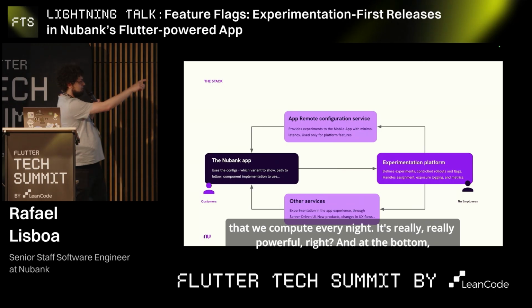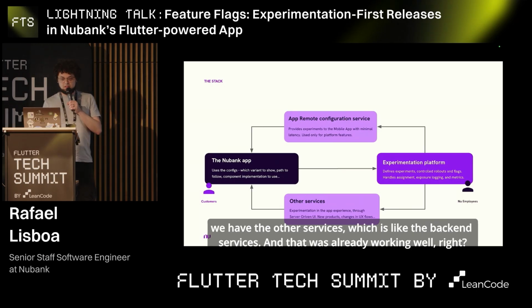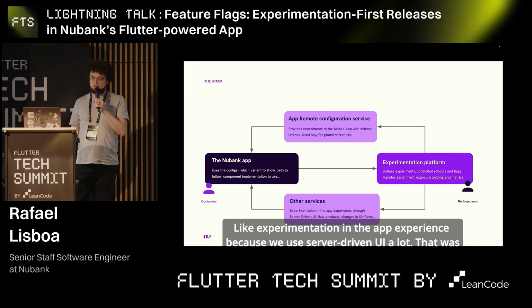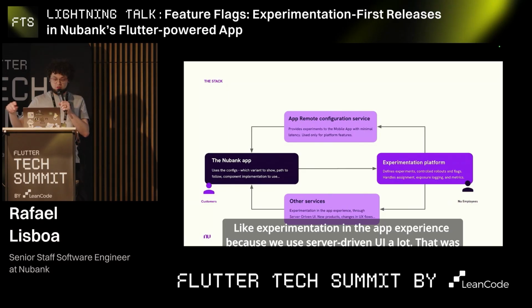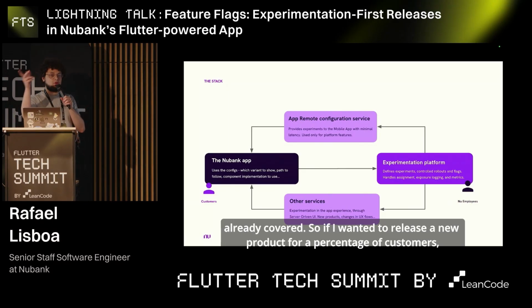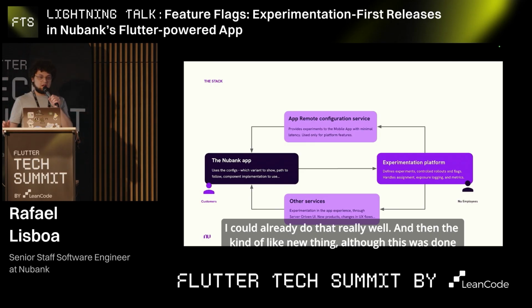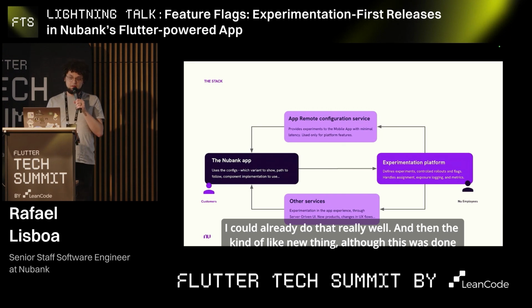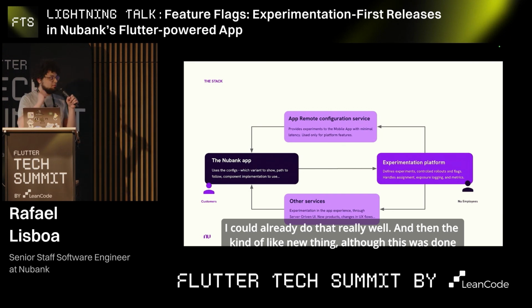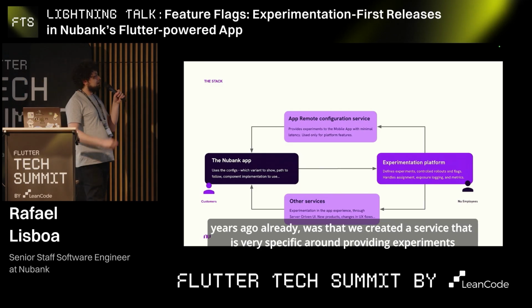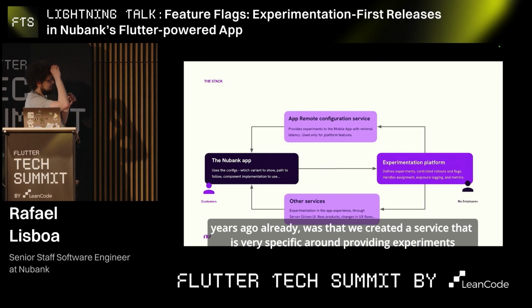And at the bottom, we have the other services, which are the backend services. That was already working well, right? Experimentation in the app experience, because we use server-driven UI a lot, was already covered. So if I wanted to release a new product for a percentage of customers, I could already do that really well.